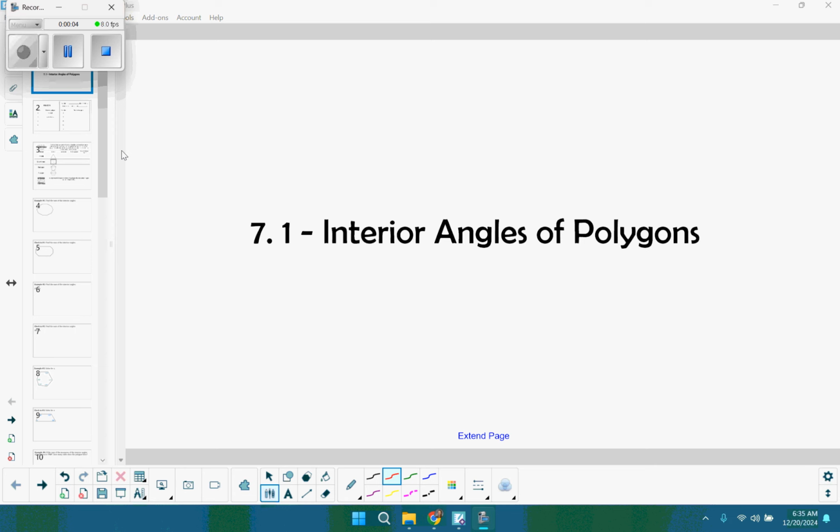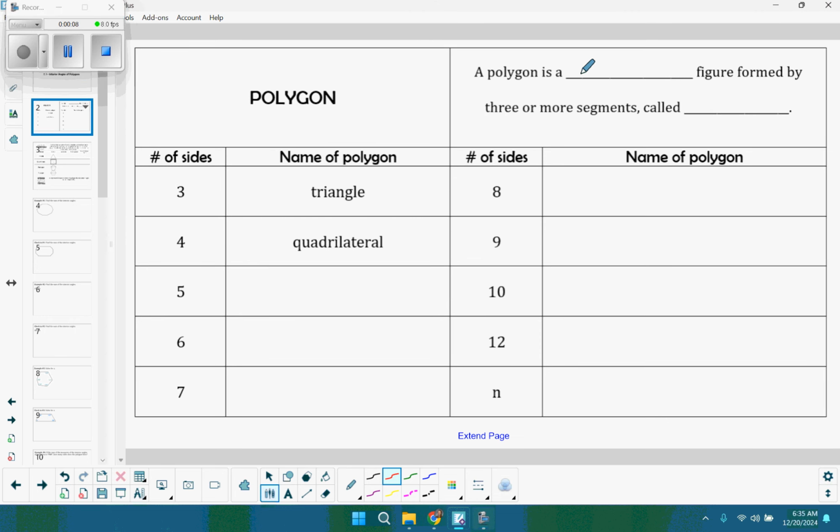This is lesson 7.1. We're going to talk about polygons. So a polygon is a closed figure formed by 3 or more segments called sides. And we can name our polygons by how many sides they have. So 3 sides we would call a triangle. 4 sides we would call a quadrilateral.